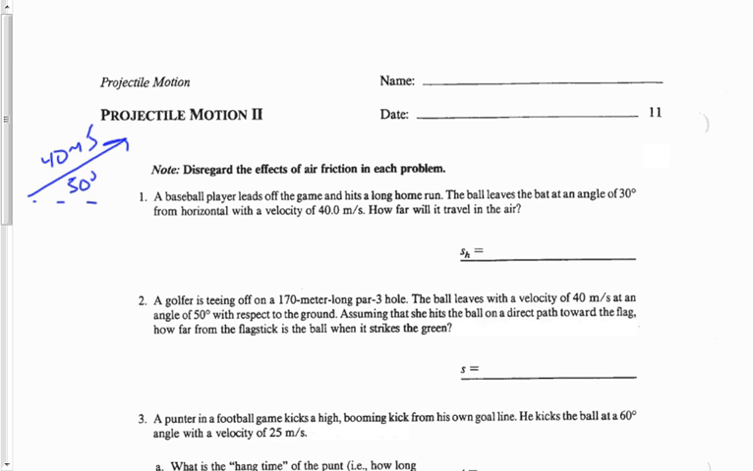How far does the ball go? Well, we don't know. We're going to have to find that. The question doesn't say how far does the ball go. It says how far from the flagstick or how far from the pin is the ball when it strikes the green. In other words, what we got to do here is find out how far the ball goes, and then we have to subtract that from 170 meters. Right, Dotis? Yeah.